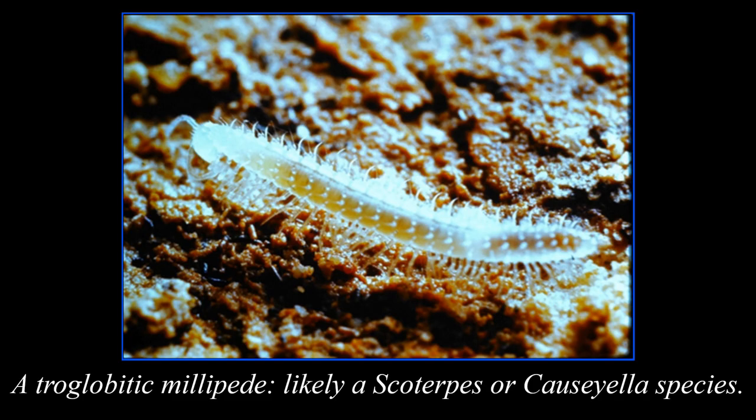These features are hallmarks of obligate cave dwellers that evolved in stable, dark environments. Another trait of Scoterpes, family Polydesmidae, include a pale flattened body with lateral extensions. These slow-moving detritivores are key decomposers in cave ecosystems, feeding on fungal hyphae, decaying organic matter, and microbial biofilms. Their presence indicates a healthy detrital food web.